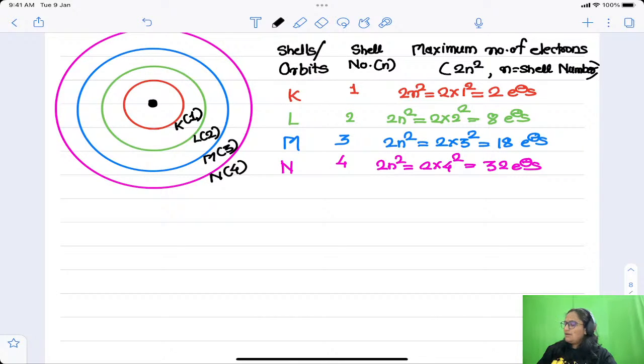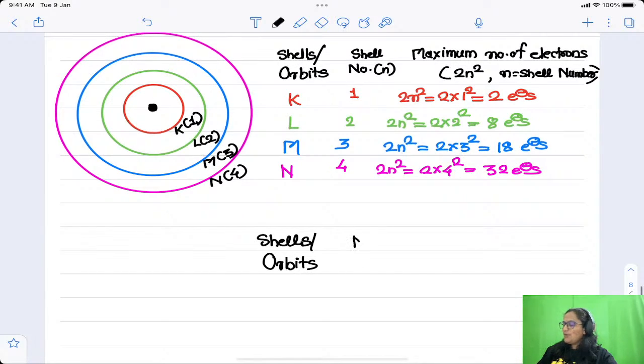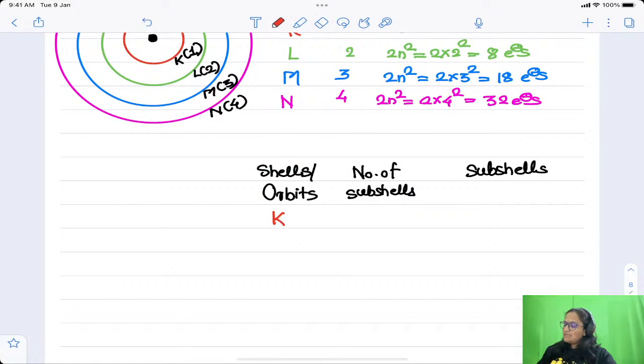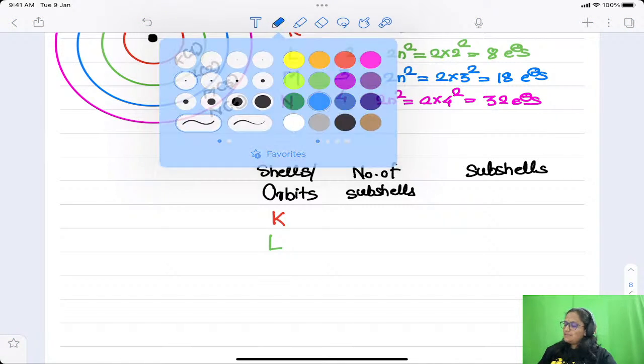So Neil Bohr has given one more thing: he has further classified these shells or orbits into subshells. Depending upon the size of the shell, a specific number of subshells will be present in any atom, right? First of all, let us see what type of subshells can be present in the K, L, M and N shells.